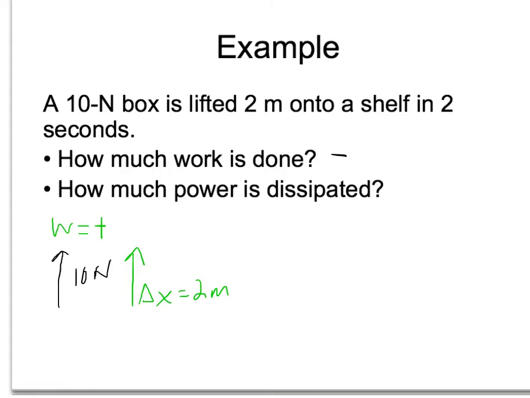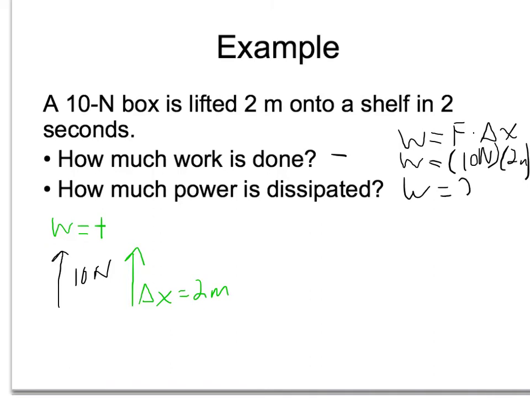So now let's calculate the work. And I think I have enough room over here in the margin. Work equals force times displacement. No angle between those two things. So work equals 10 newtons times 2 meters. Work equals 20 joules.